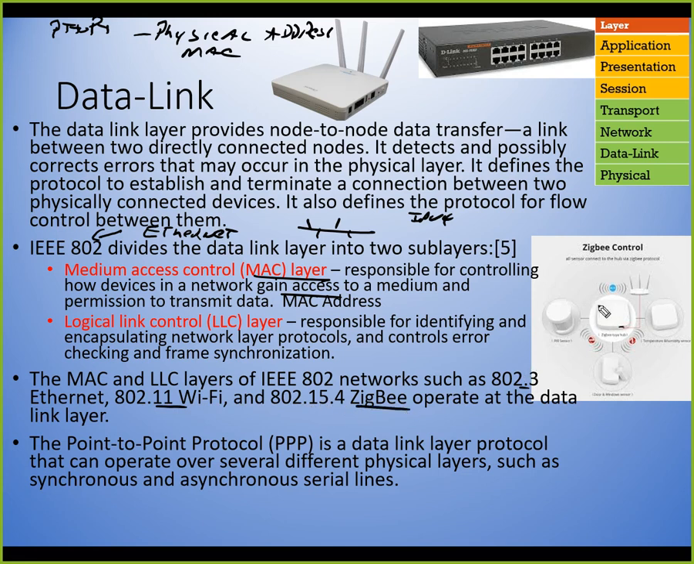802.15.4 is Zigbee, and that's why I put this thing over here, Zigbee control. This one says sensors. A number of sensors are going to be controlled by this thing, so it's going to be part of the Internet of Things that we use. Point-to-point protocol is a data link layer, PPP.